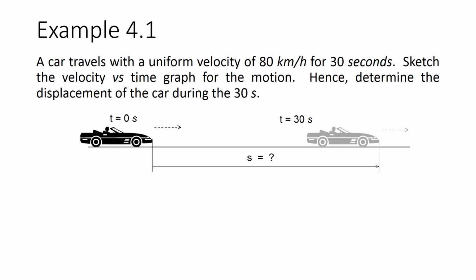Now let's take a look at example 4.1. A car travels with a uniform velocity of 80 kilometers per hour for 30 seconds. Sketch the velocity versus time graph for the motion and hence determine the displacement of the car during the 30 seconds. Now, in all kinematics problems, we will solve them in SI units.